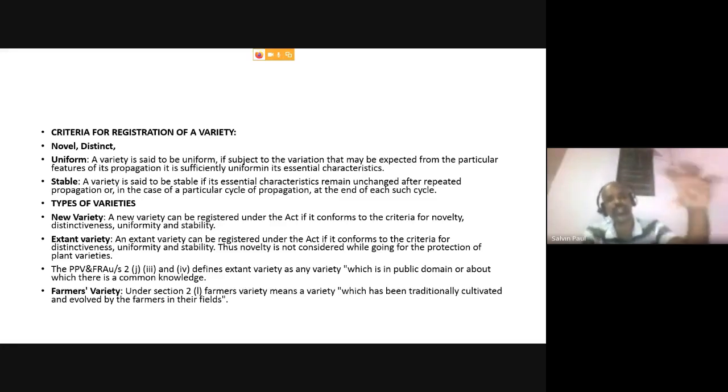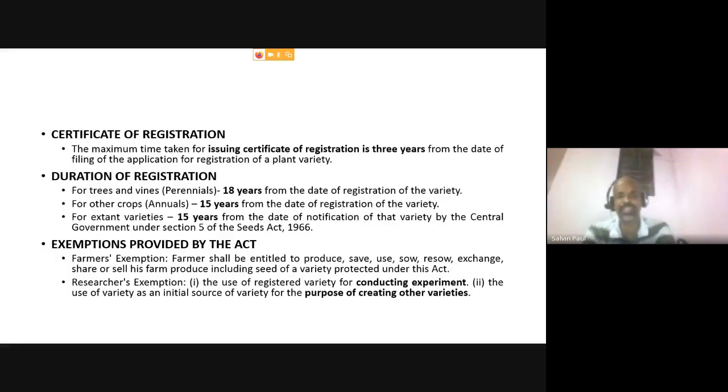Farmers variety, this is a very important thing. Farmers variety means a variety which has been traditionally cultivated and evolved by the farmers in their fields. Such varieties can also be registered under the Plant Variety Act 2001. And along with this, there is the Biodiversity Act, which also denies, at certain times, foreign multinational companies from biobreeding in India.